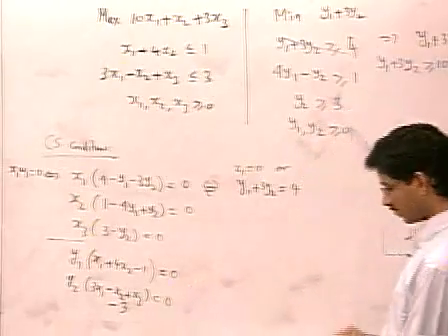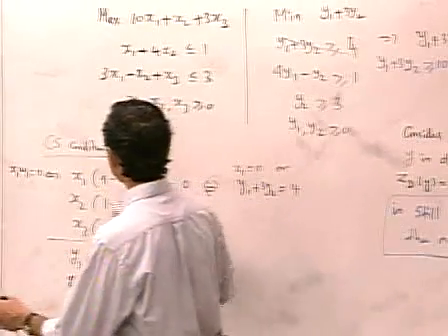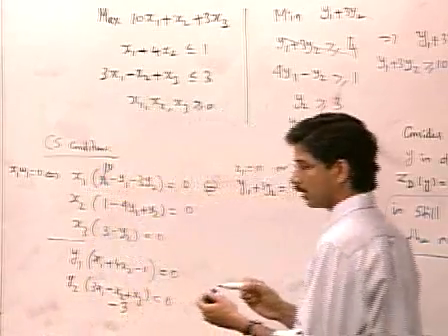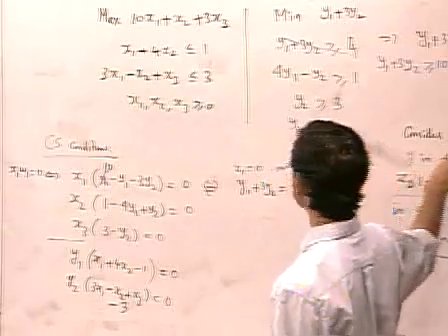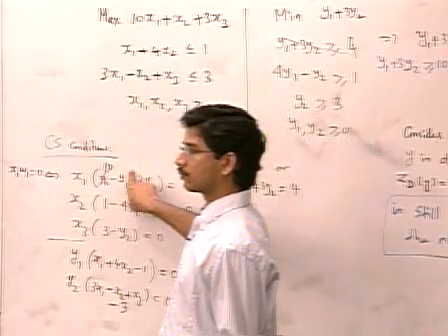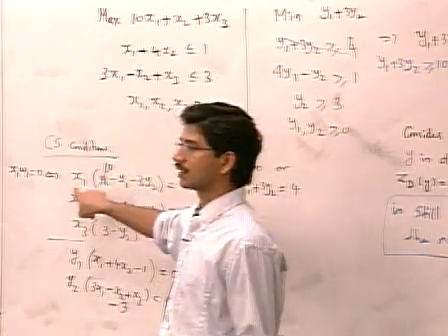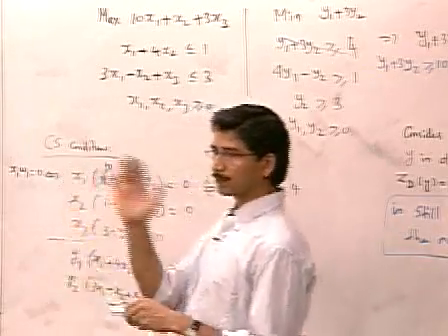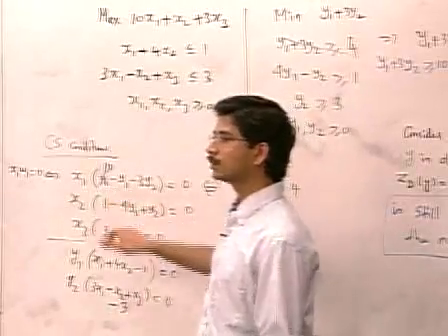Now what happens is that the first condition becomes x1 times (10 - y1 - 3y2), and your solution to the dual problem sets the term in the parentheses to 0. Therefore, you don't know what x1 should be. x1 could be 0, it could be positive, but you don't know. Whereas in the previous case, this was strictly positive, so you could infer that x1 had to be 0. Okay?